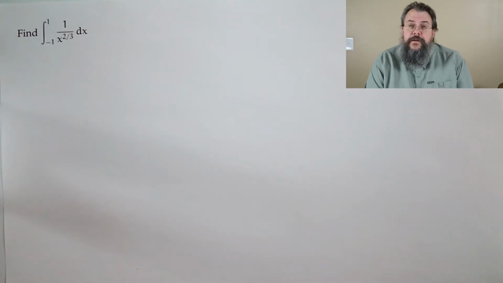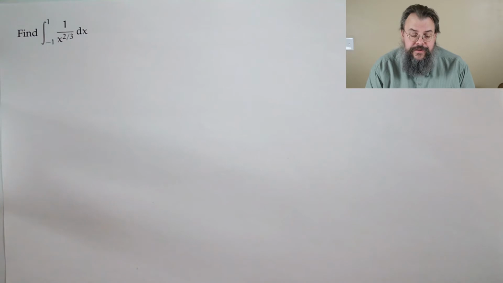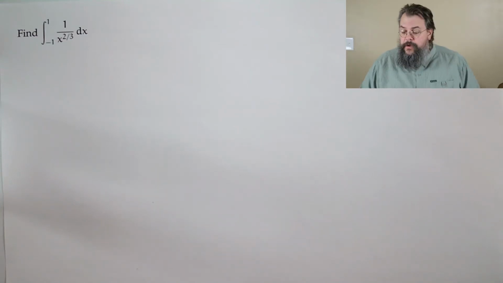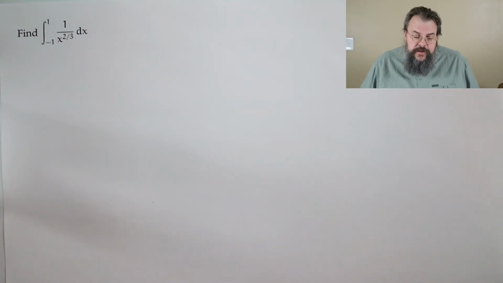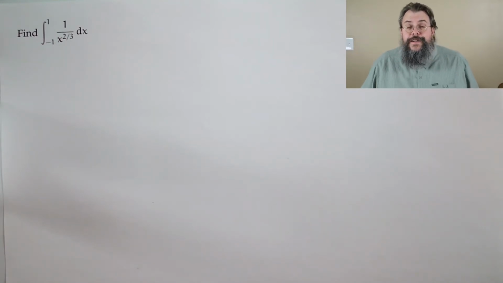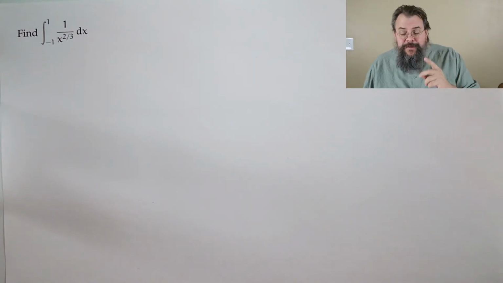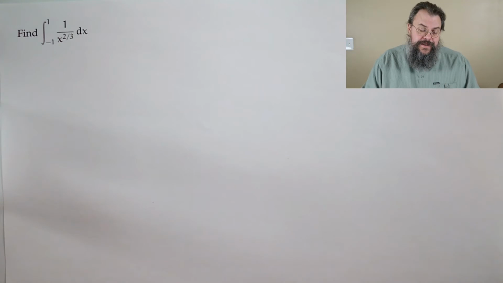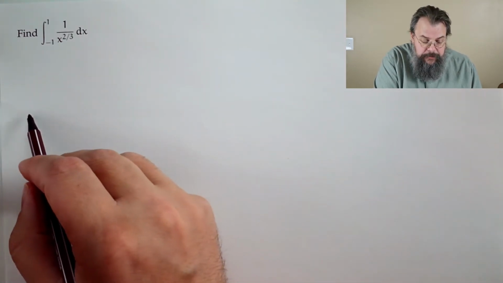Find the integral from -1 to +1 of 1 over x to the 2/3 dx. Well, now at first glance we say, look, there's no problem, right? There's -1, there's +1. There's no problem with the function at -1, +1. But there is a problem somewhere in the middle. So we have to be careful here.